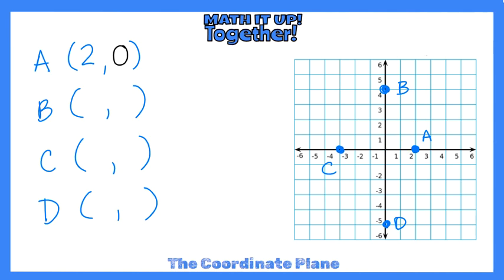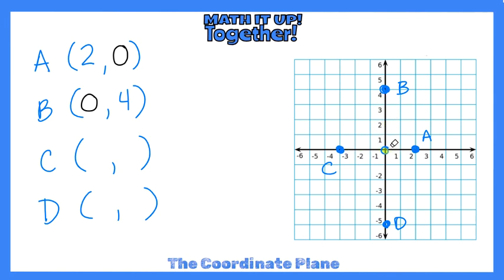Okay. And then we have our next point, which is B. So again, it's on the Y axis. I know the Y is 4. But it is intersecting this axis right at, again, this is 0, 0. It's intersecting this axis at 0. So the X in this case is 0. You can kind of see what's happening here.